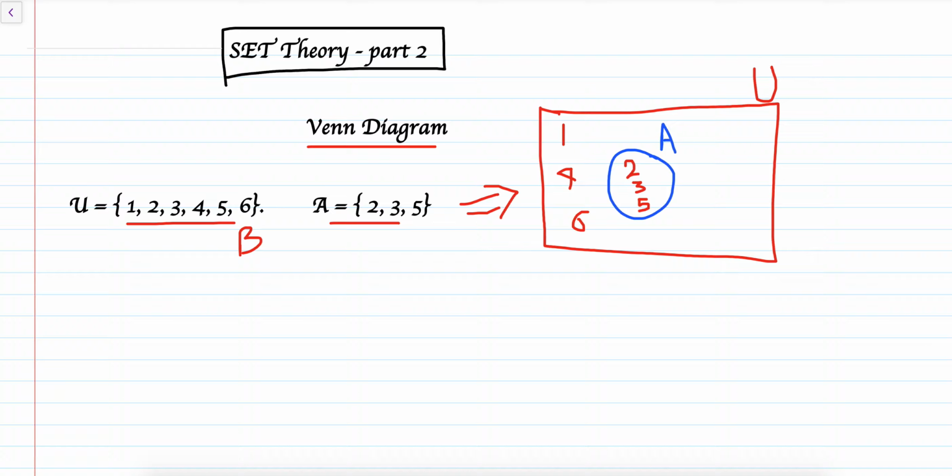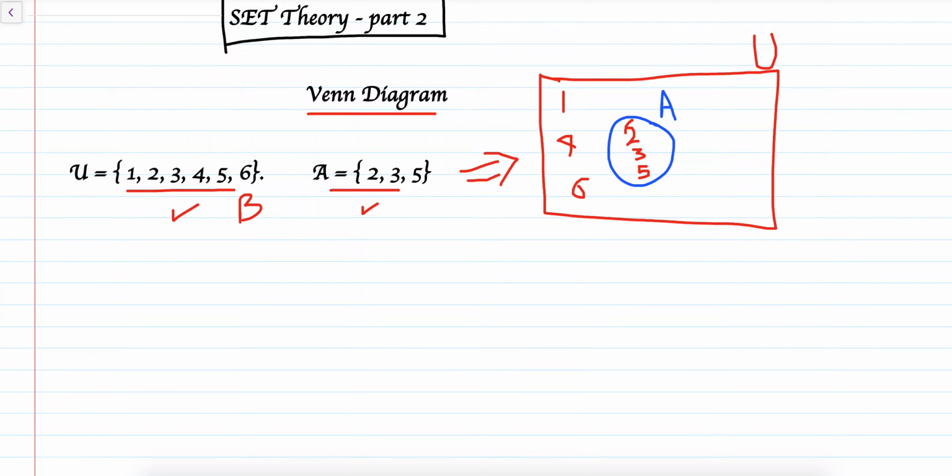Now see that here the universal set has 1, 2, 3, 4, 5 and 6 elements inside it, and this rectangular box is the universal set. So all of 1, 2, 3, 4, 5 and 6 lie inside this rectangular box. So we have represented this part. Now 2, 3 and 5 are inside A. So here also 2, 3 and 5 are inside A. So this information is also represented. This was a simple example of how to represent this information in a Venn diagram. Let's see another example.